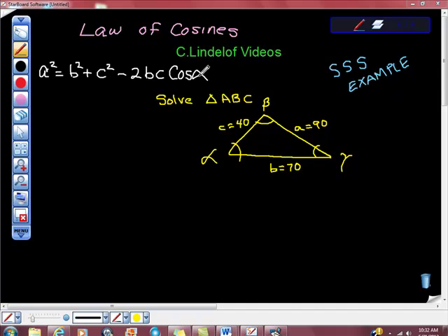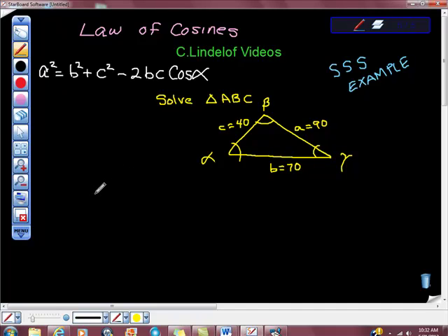This A and this alpha are opposite each other. So if this is angle alpha, this is side A. If this is angle beta, this is side B. And if this is angle gamma, then this is side C. So they gave us all the angular values. What we're going to be working with is a side example.